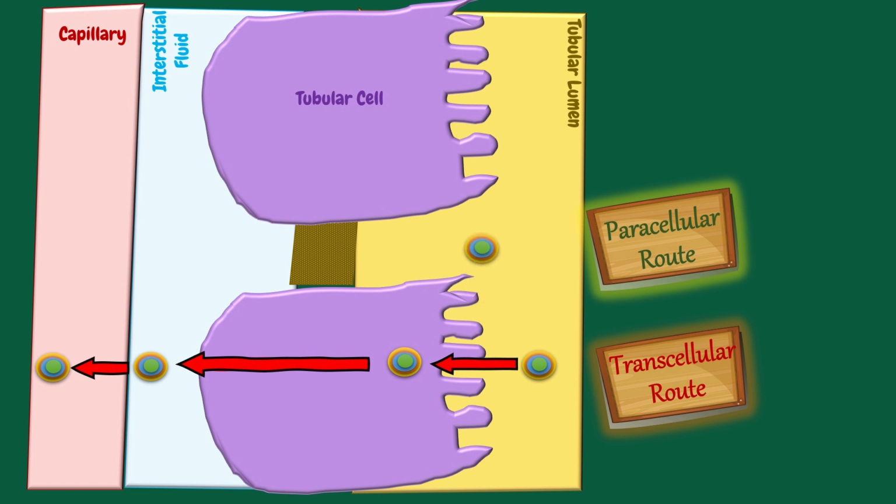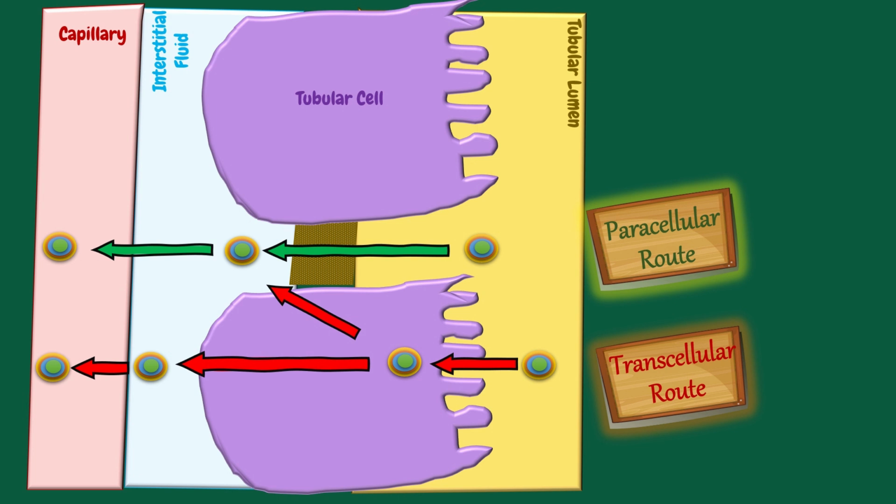Second is the paracellular route. In this route, the substances move through the intercellular space. It includes the transport of substances from the tubular lumen into the interstitial fluid present in the lateral intercellular space through the tight junction between the cells, and from the interstitial fluid into the capillary. Sometimes, the substances can also change their route from transcellular to paracellular.